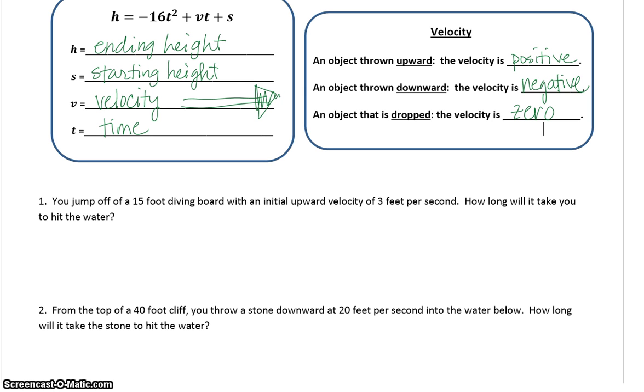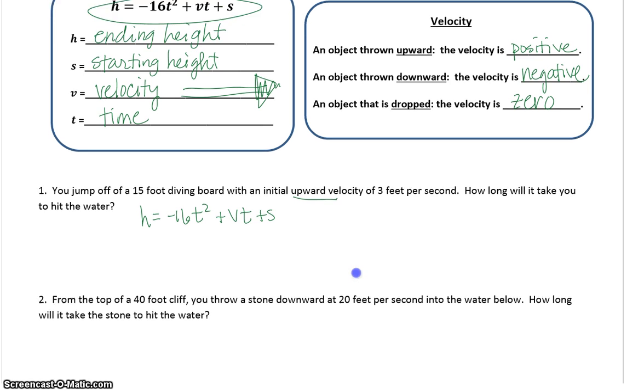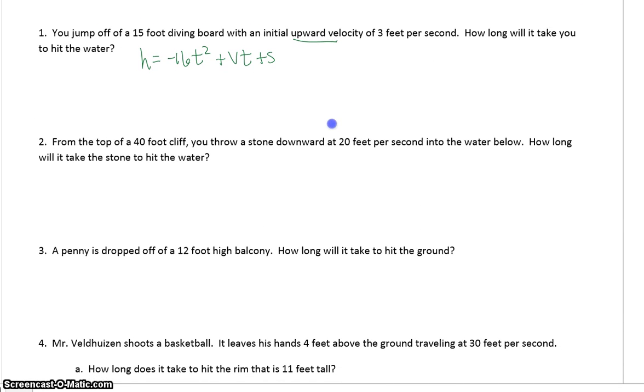So number 1 says you jump off of a 15-foot diving board with an initial upward velocity of 3 feet per second. How long will it take you to hit the water? Okay, so we've got h equals negative 16 t squared plus vt plus s. I just copied this equation, and I'm going to look at all of the numbers that they gave us. 15-foot diving board. That's how high you are starting. So that's going to be your starting height. Initial upward velocity of 3 feet per second. So that is v, and it's going to be positive. How long will it take you to hit the water?